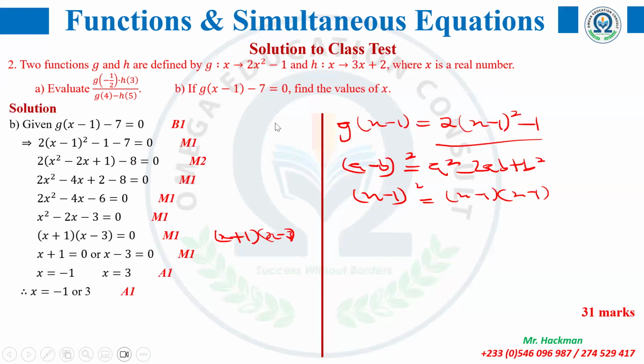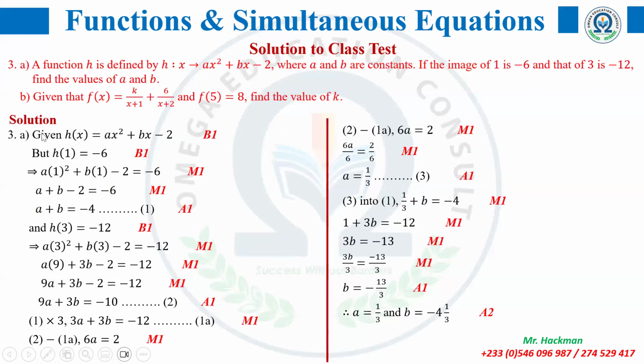So now let's go back to our question 3. This is the question we've been given. h is defined by this, where a and b are constants. If the image of 1 is minus 6 and that of 3 is minus 12, find the values of a and b. So you have a function here with 2 unknowns. To find these 2 unknowns, I need to generate at least 2 equations. So I have to look for information in the question that will help me set these 2 equations.